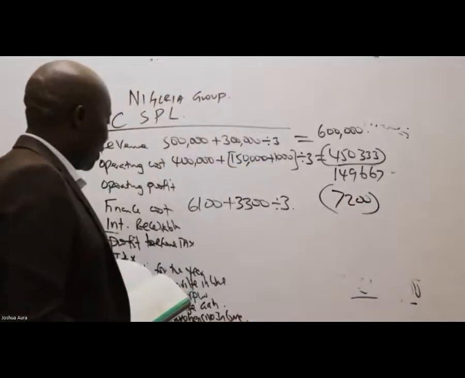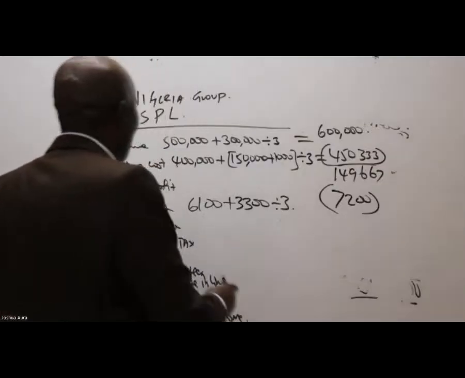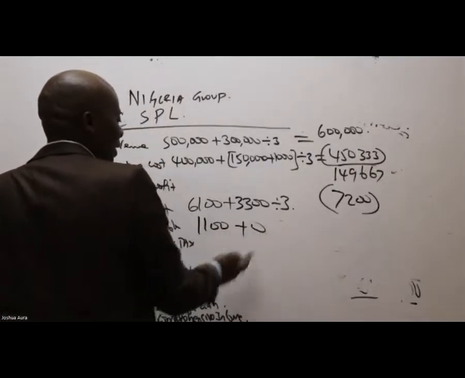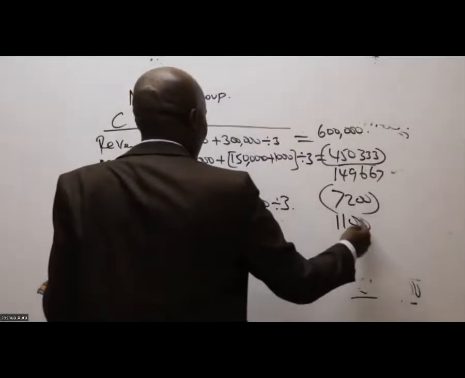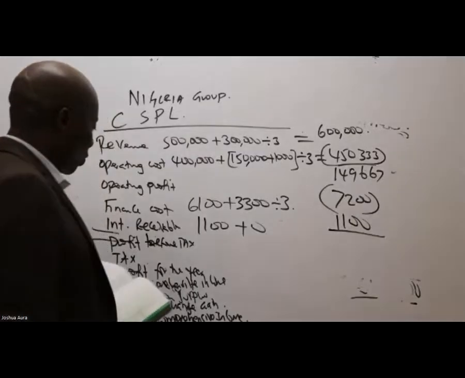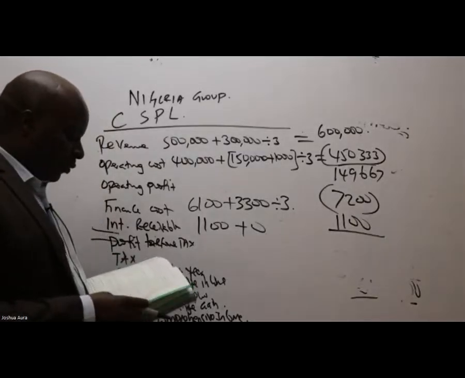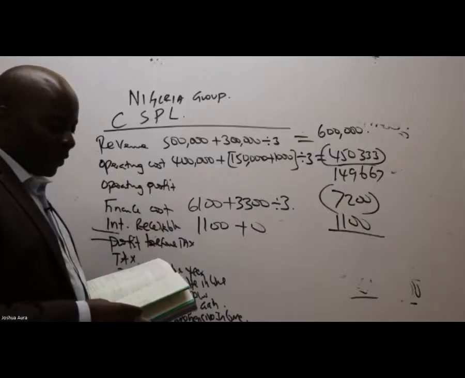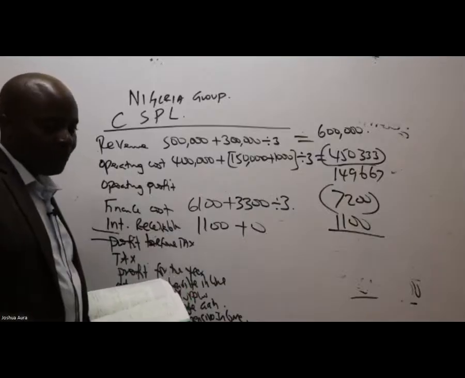And then we have interest receivable. Interest receivable is 1,100 plus 0, so there is no translation here. This gives me 1,100. It's an income. So could you kindly give me the profit before taxation? Who can give me the profit before taxation very fast?